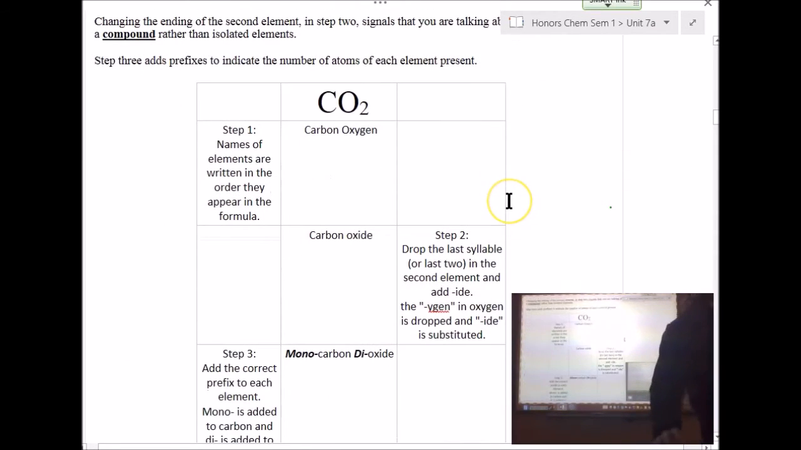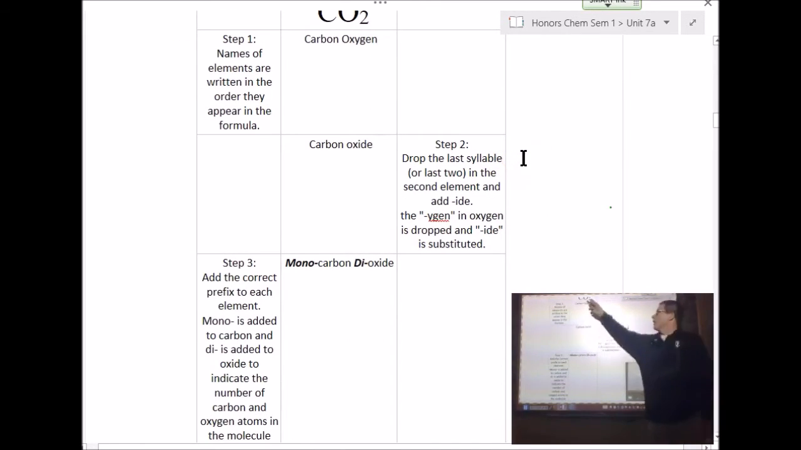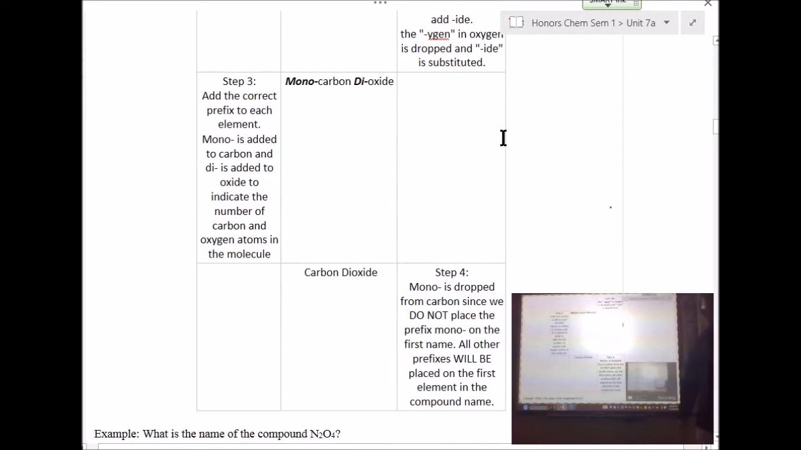So here are the steps, and it's very elementary in my case. So we have 1 carbon, 2 oxygens, and you would never do this when writing it out. This is what your mind's thinking. So I go, okay, I've got carbon and oxygen. Next step is I'm going to drop the last syllable, last 2 syllables in the second thing, and put IDE. So now I've got carbon oxide. Then the third thing is I'm going to put my prefixes on. So now I've got monocarbon dioxide. And then the last step is, well, we never put mono on the last one, so drop that, and now you got carbon dioxide. Sound like fun? Let's do some examples.